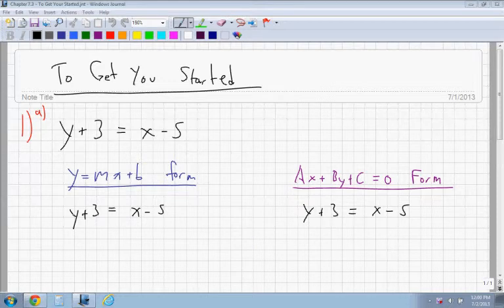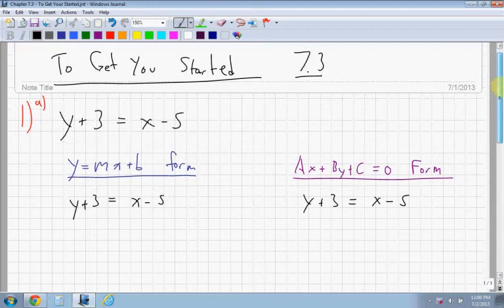All right, this is to help you to get started with section 7.3. I should put that up here. This is section 7.3. And the first few questions, these are just from your textbook. I'm just going to go through them.